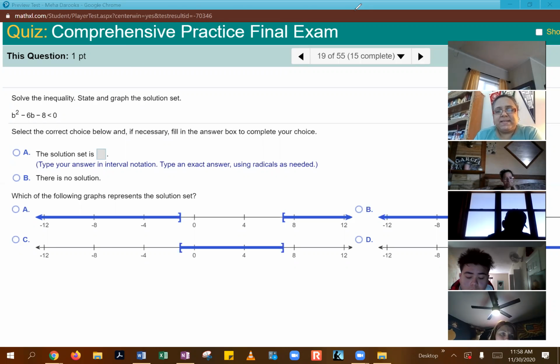B squared minus 6b minus 8 is less than 0. Can we try factoring with that? So remember, you have either the graphing method or the test point method. For the test points, you would need to know where your x-intercepts are.